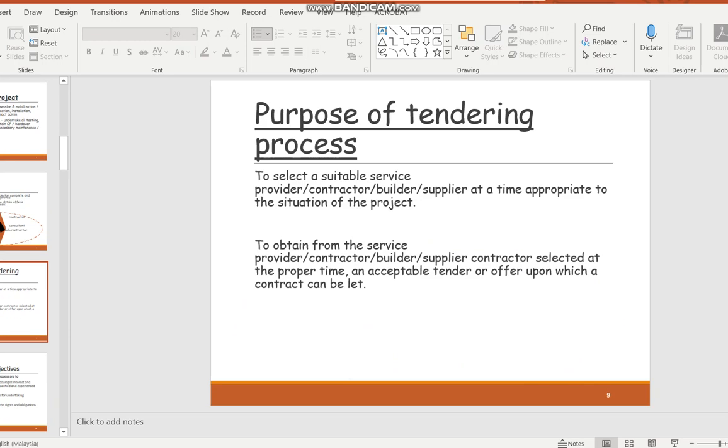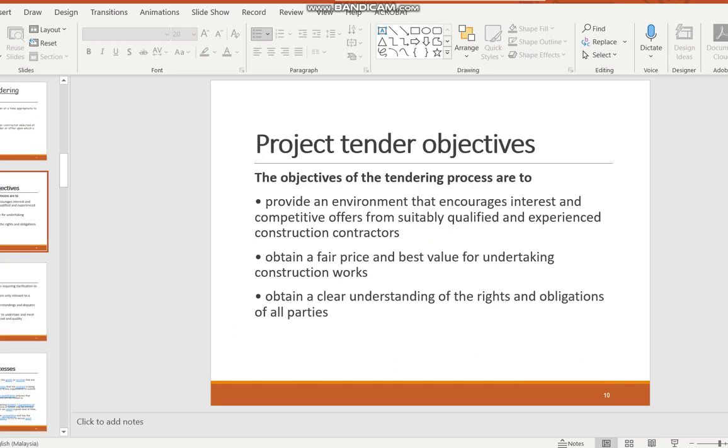So what is the purpose of tendering? You really want to get the best value service from the service provider, from the contractor, from the supplier. You want to get the best price. You want to put them in a competitive environment to offer the best value for the work to be undertaken. Also, you put out all your terms and conditions and get your service provider to understand them beforehand, so they're coming in with eyes open. So there's no reason for dispute later. That is the purpose and object.